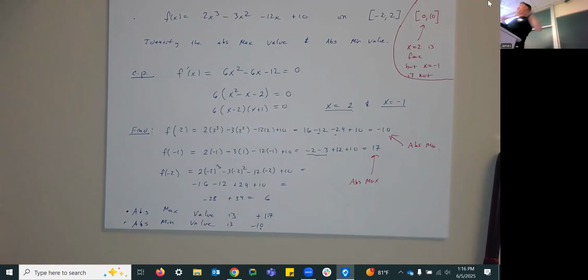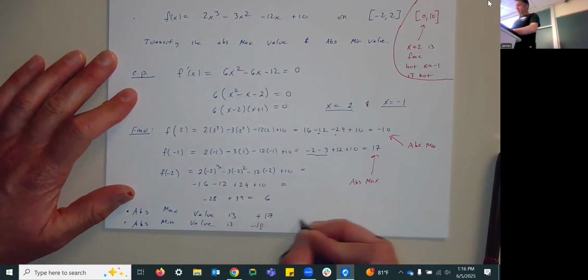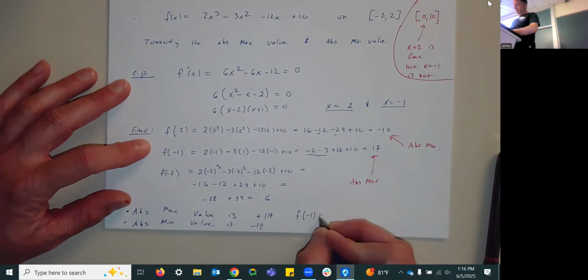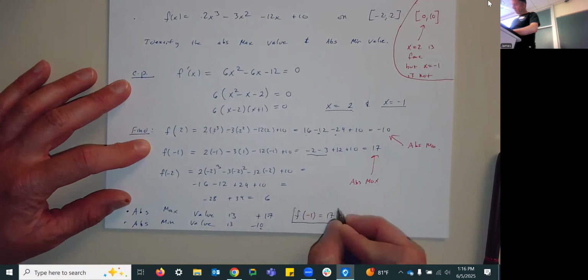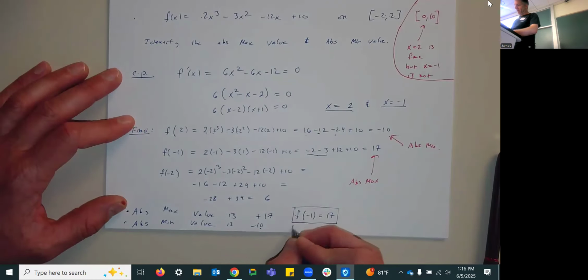To be safe, here's how I like to answer the question. I would have said absolute maximum value is f of -1 equal to 17. That tells you the where and the value at the same time. Same deal here. This would have been f of 2 equal to -10.